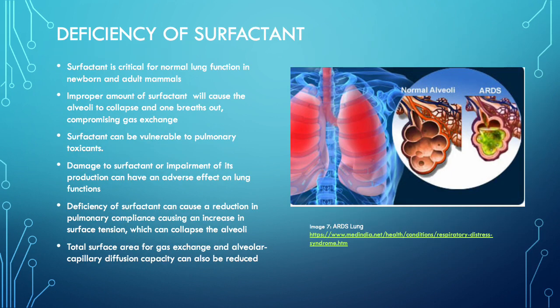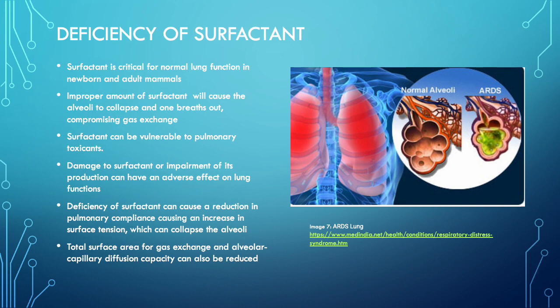Surfactant is critical for normal lung function in newborn and adult mammals. If there was not a proper amount of surfactant, the alveoli would collapse as one breathes out. This would compromise gas exchange. Surfactant can be vulnerable to pulmonary toxicants. Damage to surfactant or impairment of its production can have an adverse effect on lung function and can even be incompatible with life.